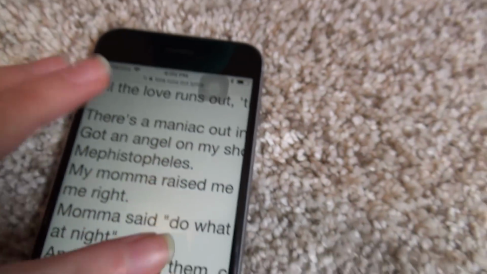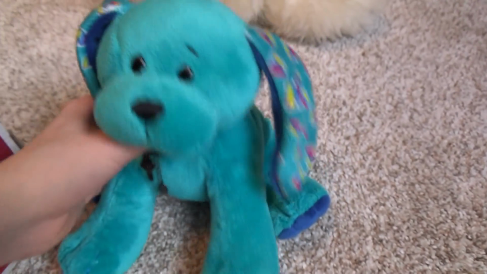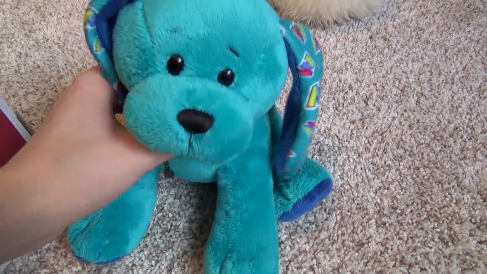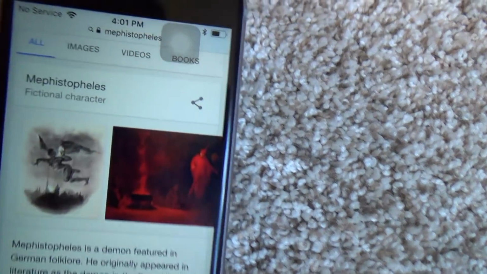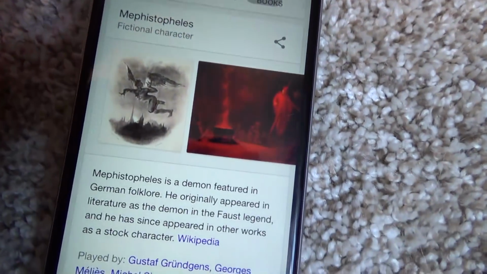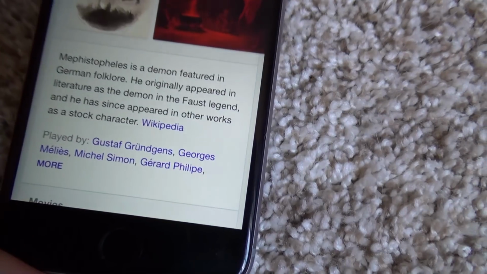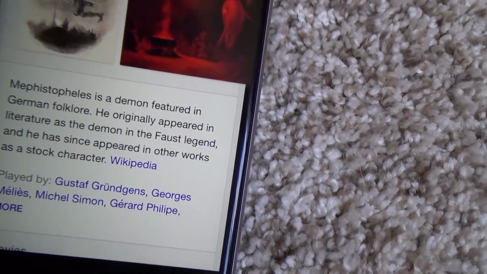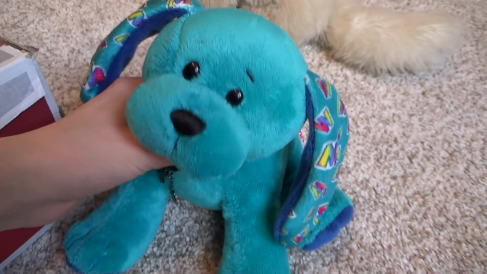Mephistopheles, I don't know what that is, so I'm gonna look it up first before I do anything, because I've never even heard of that before. So, turns out it's a fictional character, and it was a demon type thing. So, yeah, that's very helpful to know that it's a demon, because that makes all the difference.